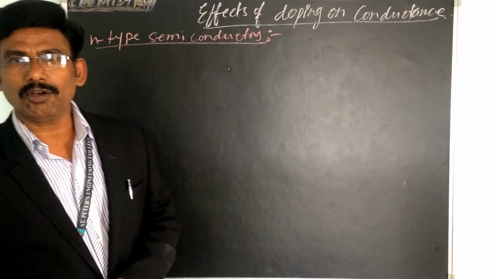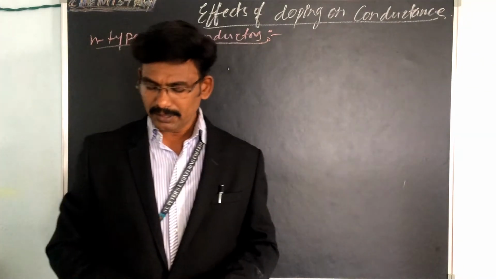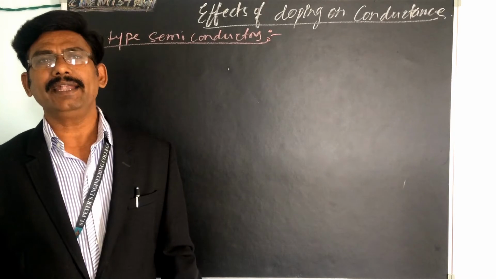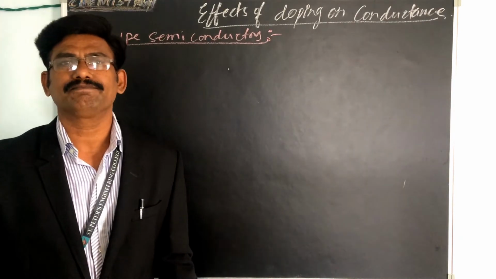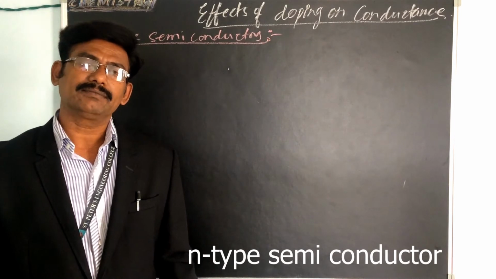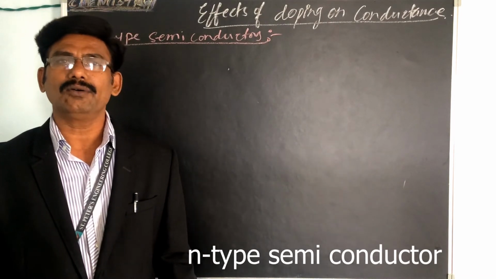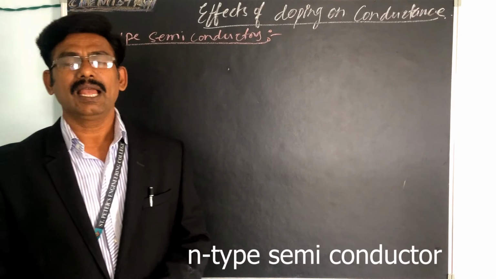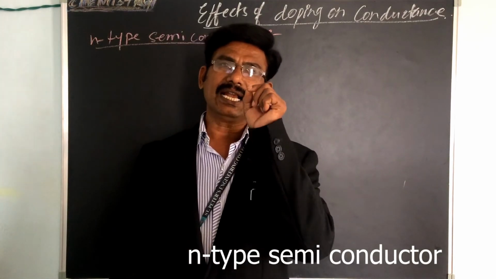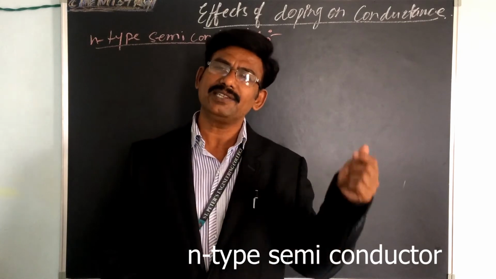So this is an important topic, so be careful. We have seen N-type semiconductors and P-type semiconductors. There are two types. Now, an N-type semiconductor means a doped semiconductor in which conduction is due to the movement of additional electrons.